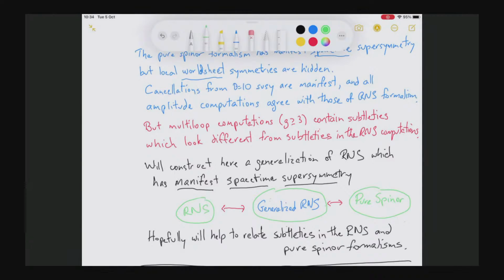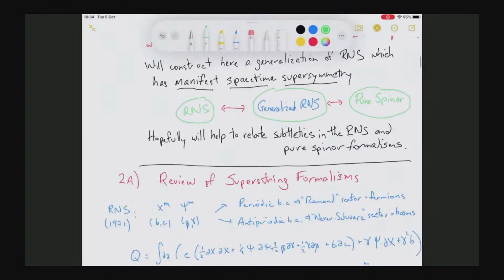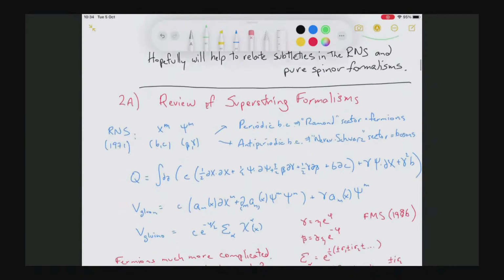So please interrupt me. The sound system is very good, so congratulations. I think doing a hybrid conference is very difficult. So please interrupt me whenever you want with questions. You don't have to raise your hand. Okay, so let me start by just reviewing the different formalisms.